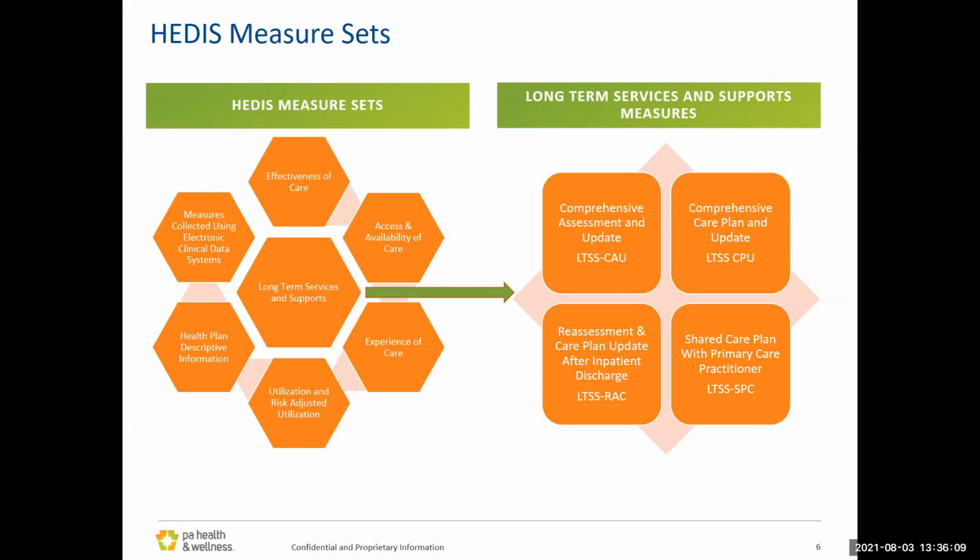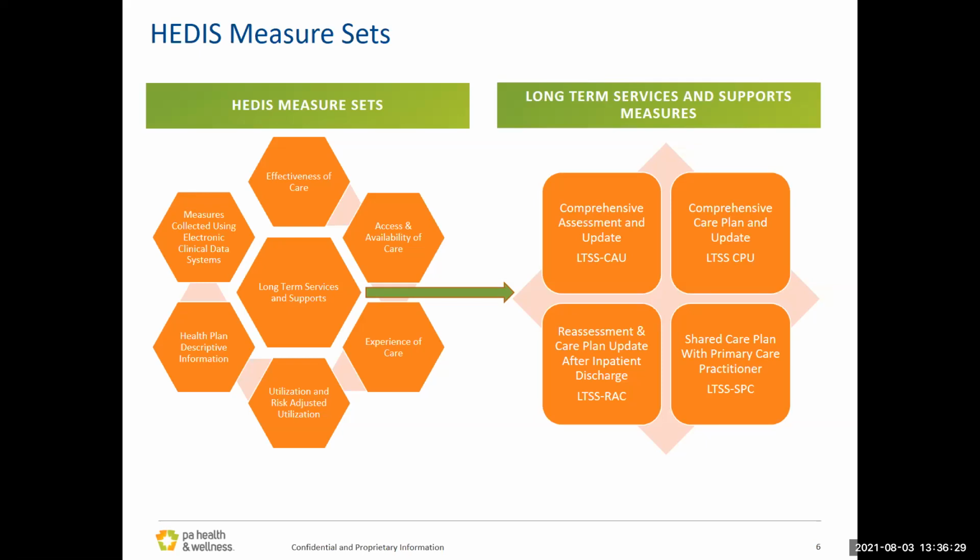Okay, so the long-term services and supports measures are very important. They have their own manual of specifications. It's a pretty lengthy document, and it gives us all we need to know how to collect, report, and analyze those measures. So you see the specific measures for LTSS. There are 4 of them. We speak in acronyms and letters.